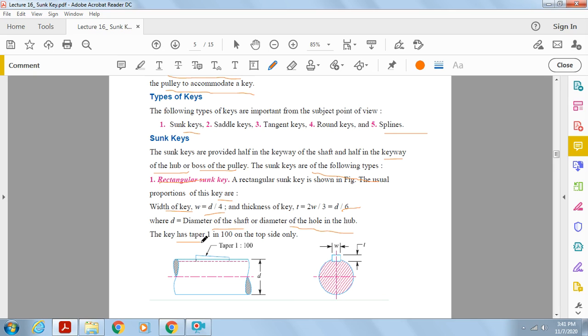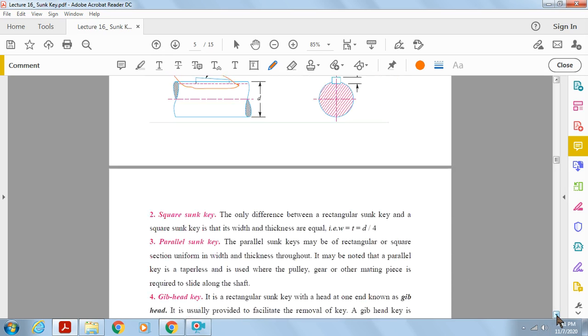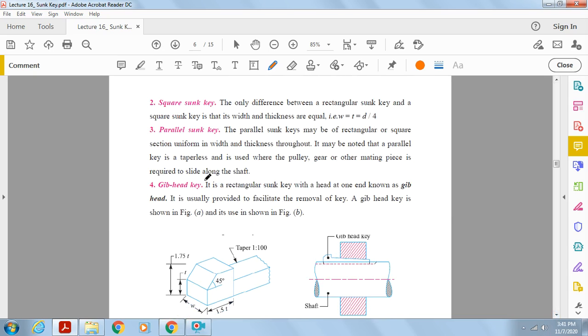This particular rectangular key has a taper of 1 in 100 on the top side only. Here we see this is the taper part, 1:100. Then the square sunk key. The only difference between a rectangular sunk key and a square sunk key is that its width and thickness are equal. So obviously W is equal to thickness T, equal to D by 4. So this is the square sunk key.